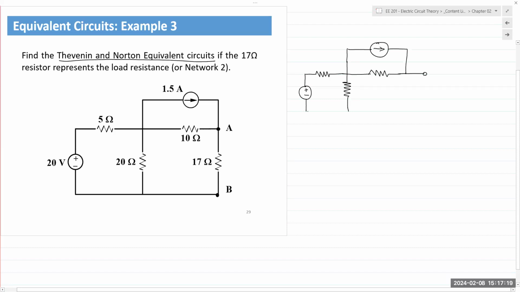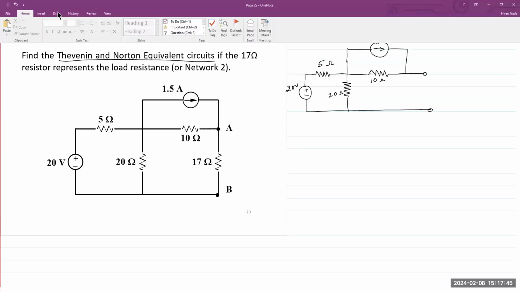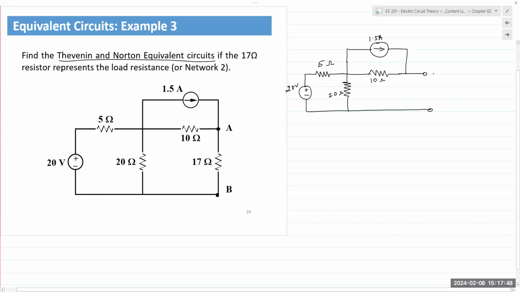And let's extend this out. And of course, 17 ohms is no longer part of our analysis. 5 ohms, 20 ohms, 10, and this is 1.5 amps. 20 volts. Okay, terminals A and B. Let's use red, A and B. Okay, so this is a circuit we need to modify 3 times to find our 3 quantities.